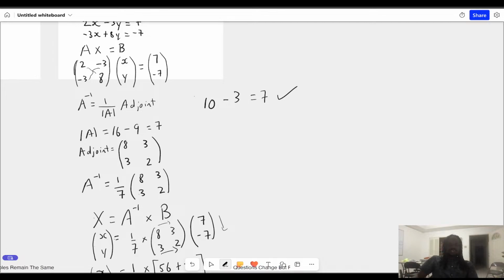Next, so x is 5. So -3 times 5 is -15. Plus y is 1. 8 times 1 is 8. -15 plus 8, that gives me -7. So that is perfectly correct.